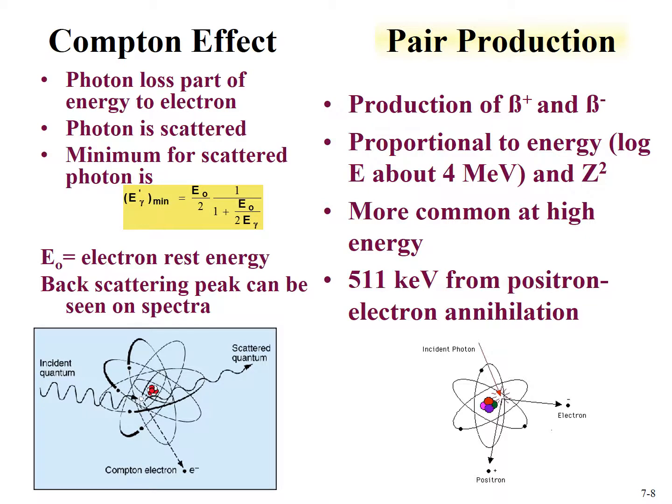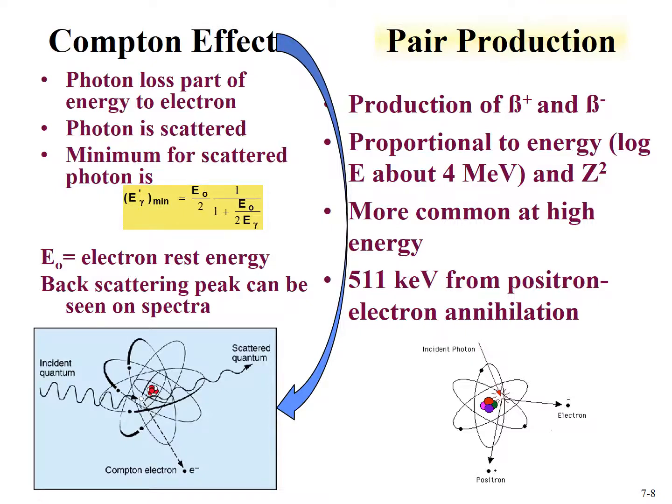Two other effects are listed here, the Compton effect and pair production. The Compton effect is a partial interaction, so the photon loses part of its energy to the electron. Imagine here we have an incident photon, we get an electron, and then the photon is scattered. Unlike the photoelectric effect, it's only a partial transfer of energy from the photon to the electron.